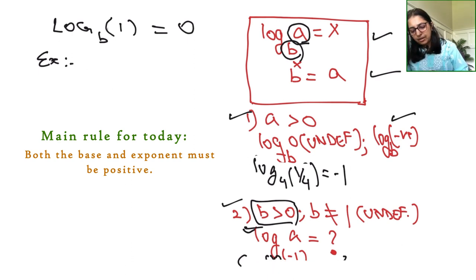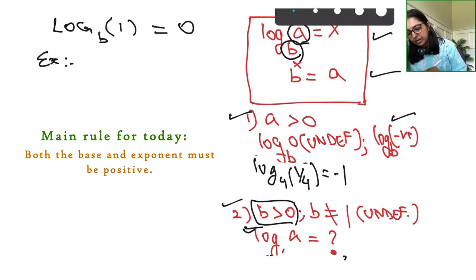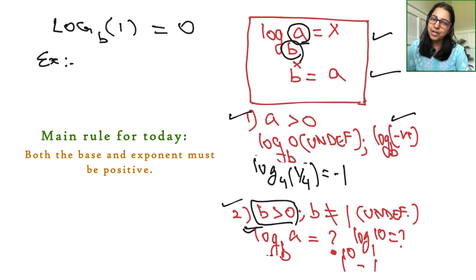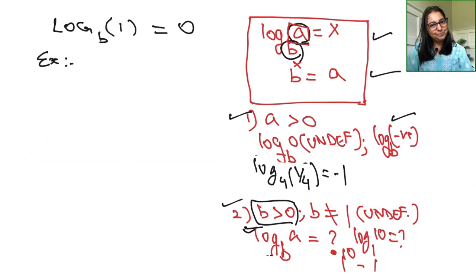In the same way, the base number cannot be equal to 1. Why? Because if the base were 1, and you have a 10 here, what is the answer? 1 raised to any number is going to give you an answer of 1. So once again, that is going to be undefined. So the two important conditions to solve any logarithmic problem are that the number a has to be a positive number, and in the same way b has to be a positive number.